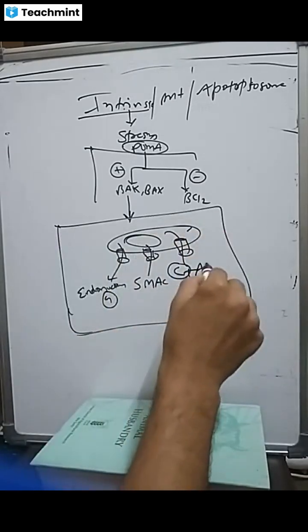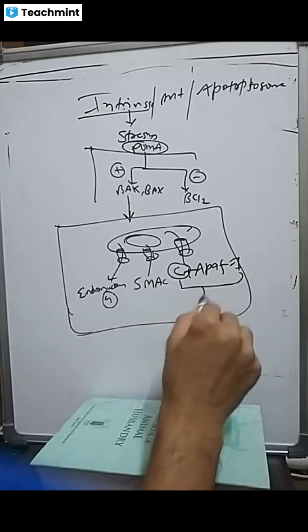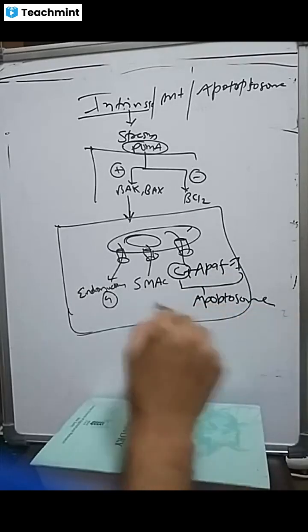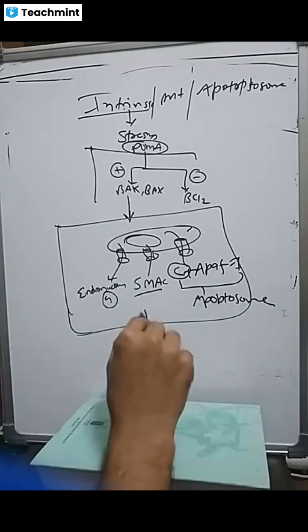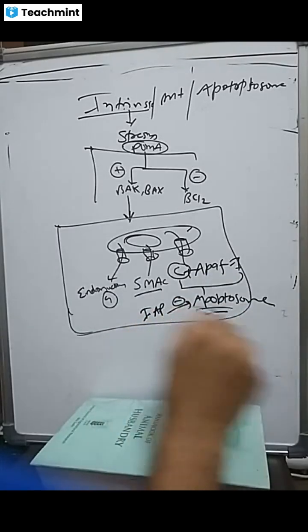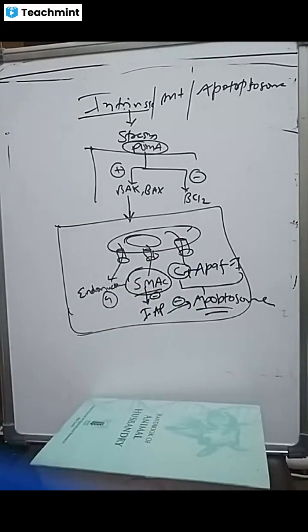This will combine with APAF1 and the complex is called apoptosome. And this IAP will inhibit this formation, and that is inhibited by the SMAC. So indirectly SMAC is also helping in apoptosis. So this was the intrinsic or mitochondrial pathway.